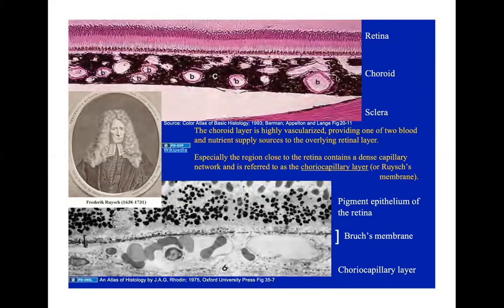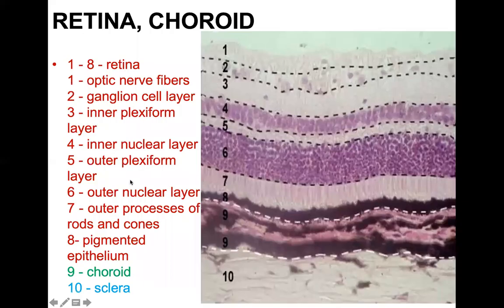The choroid is the vascular layer, so this provides nutrients, especially to the retina, which is our neural structure in the eyes. Now, close to the retina, you have your dense capillary network referred to as your choriocapillary layer. Okay, so here you have your choriocapillary layer, then you have your Bruch's membrane, that is the one that's nearest to the retinal structure. Okay, so that is your choroid. So these are actually the layers of the retina and the choroid.